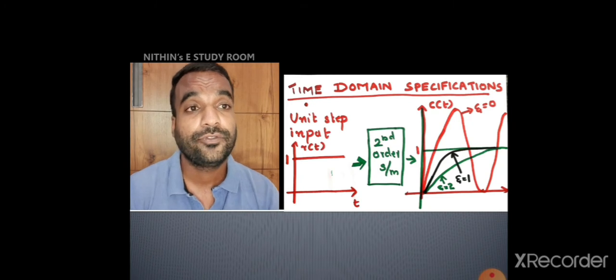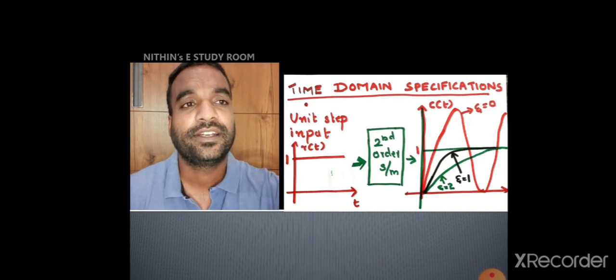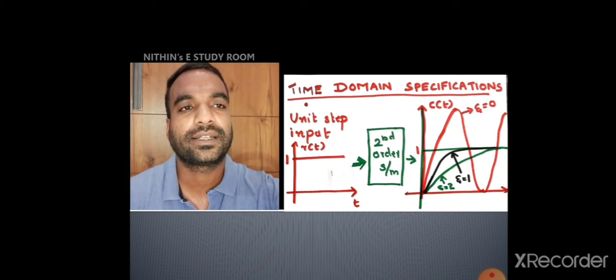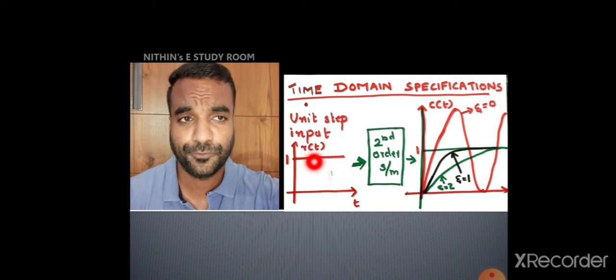And if you are providing eta is equal to 1, what happened? It is a critically damped system, so the response typically moves to final value 1. What is the final value? Final value is nothing but the one that is provided by input. This is the input reference, so that should be the final value.